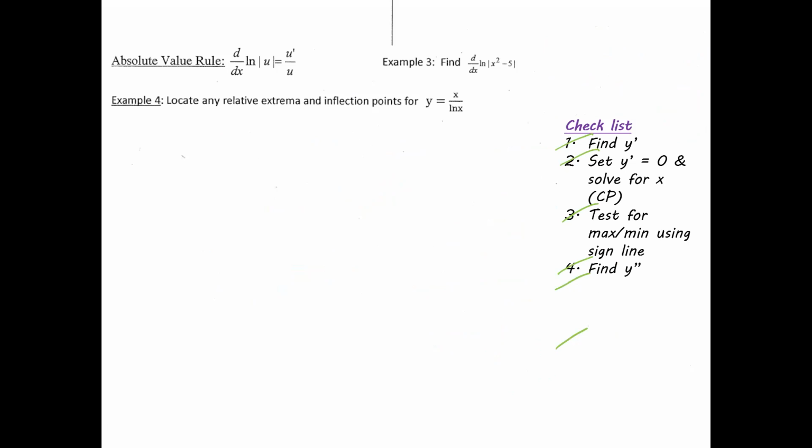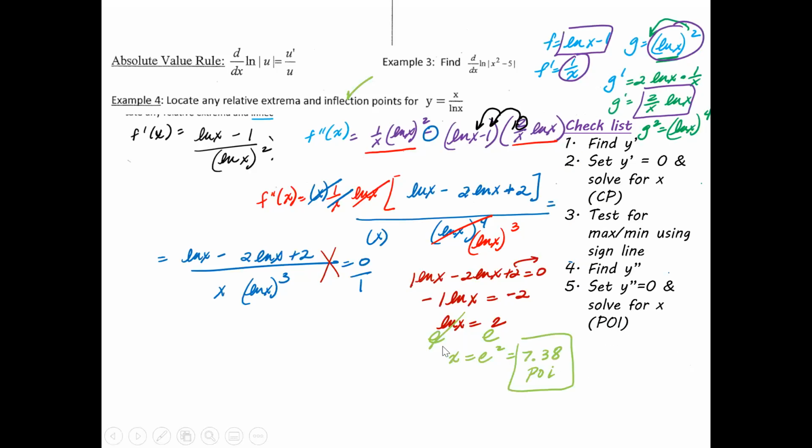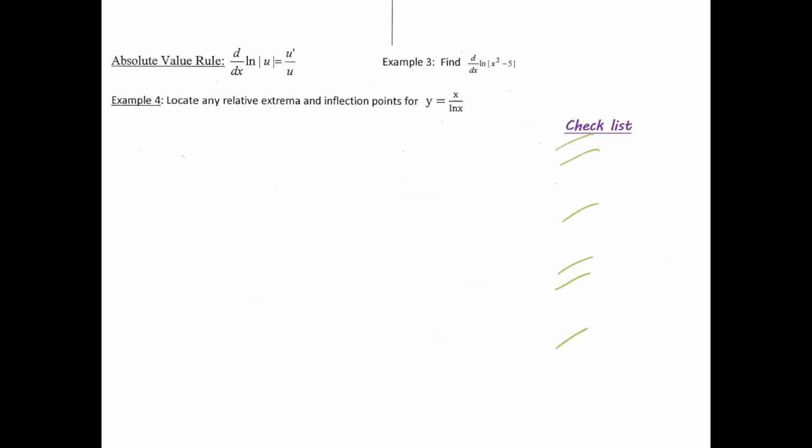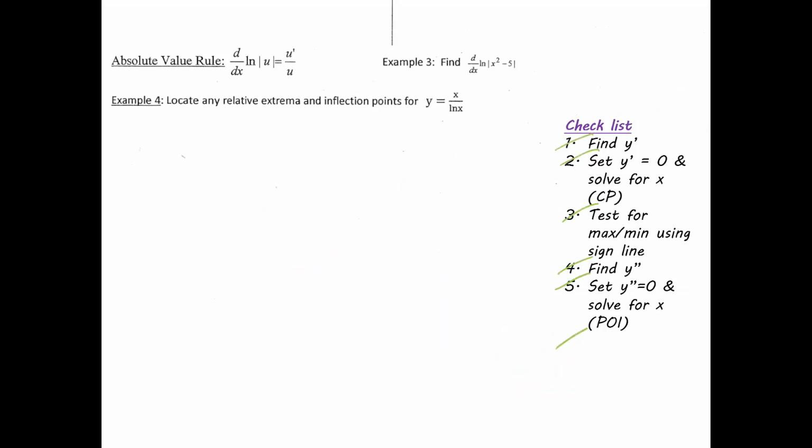So from the previous example, I'm going to do a sign line. So here's my sign line, and this is f double prime of x. My point of inflection is x is equal to 7.38. And I'm going to go ahead and test my points for concavity. F double prime of x, left side of this could be at 0. Right side of this could be at 8.